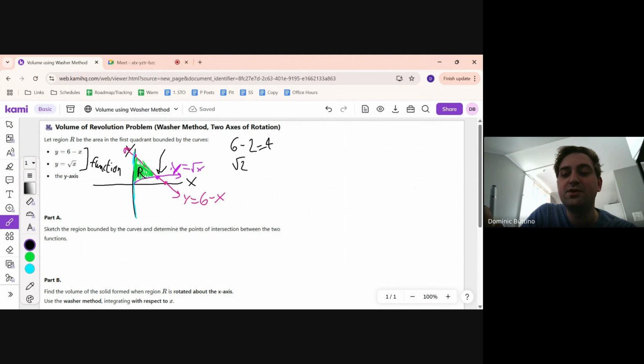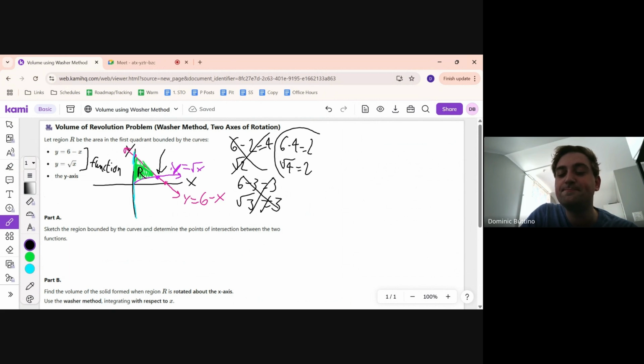Square root of 2. Nope, that is not 4. Okay, so it's not that one. Let's try 3. 6 minus 3 is 3. Square root of 3. Nope, that is not 3. So not that one. Let's try 4. 6 minus 4 equals 2. And the square root of 4, hey, it's 2.